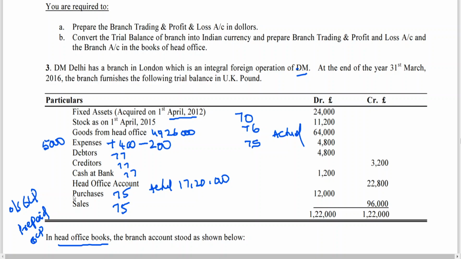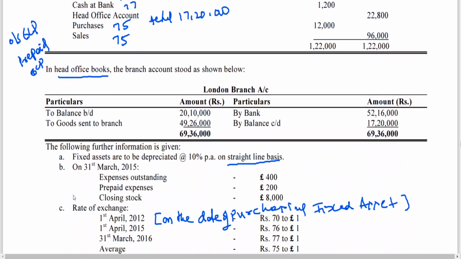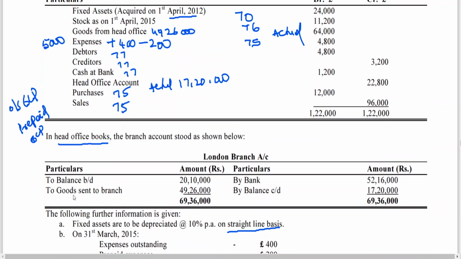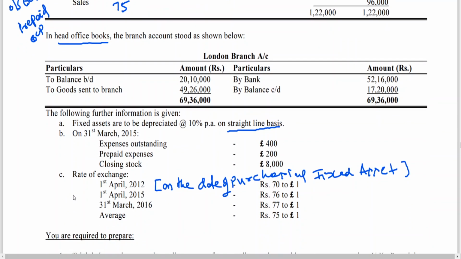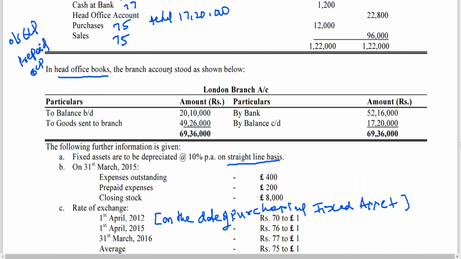What is the closing rate, my dear friends? I think 77 is the closing rate. Clear to all of you? 31st March 16 is the closing rate. What is the amount we are having here? 77. So 77 for outstanding expense.